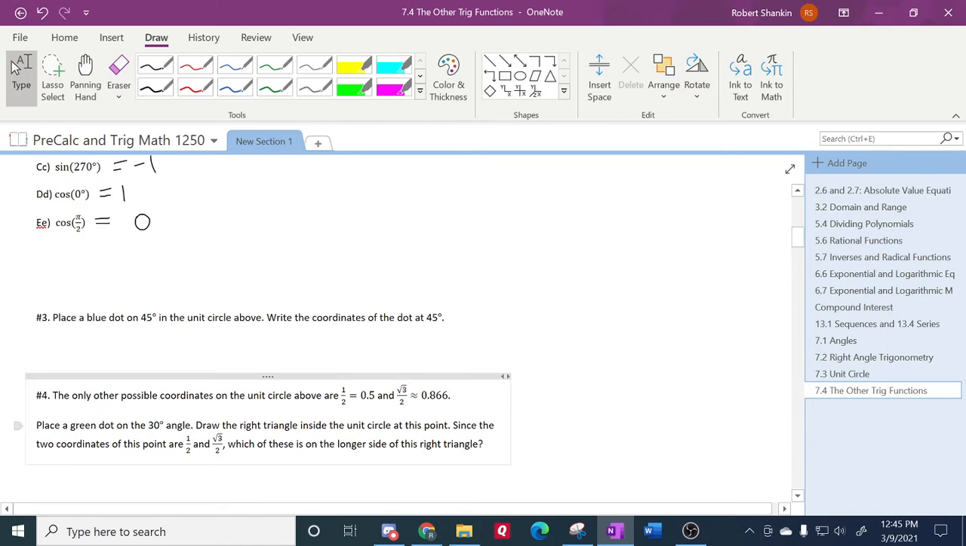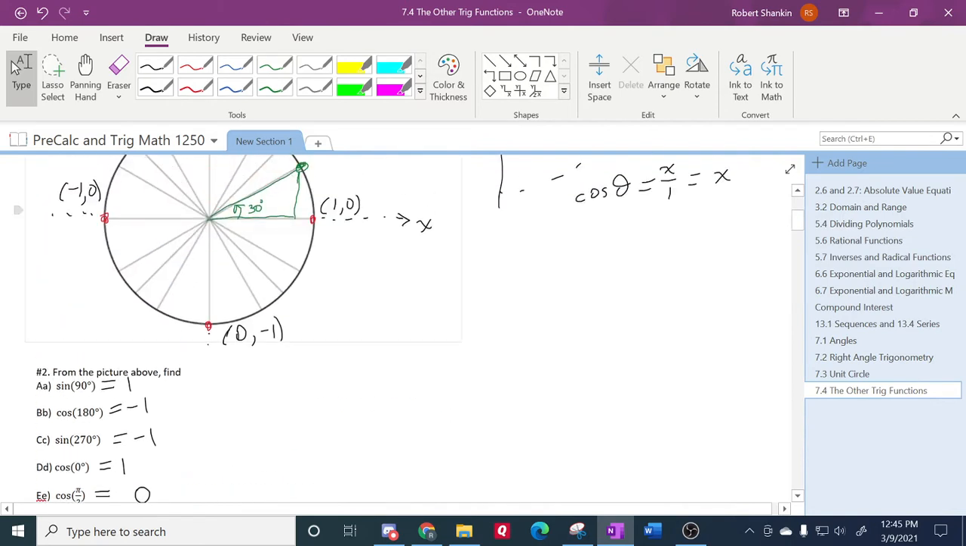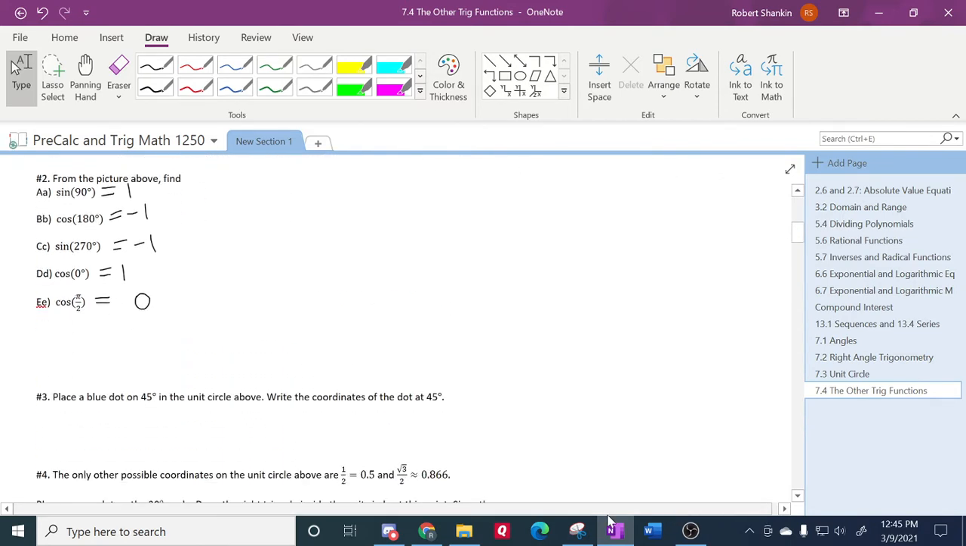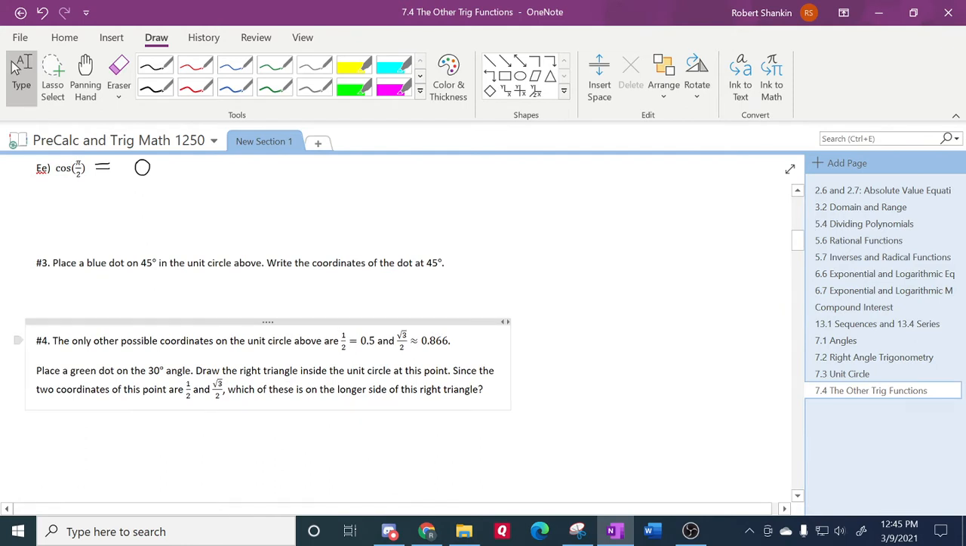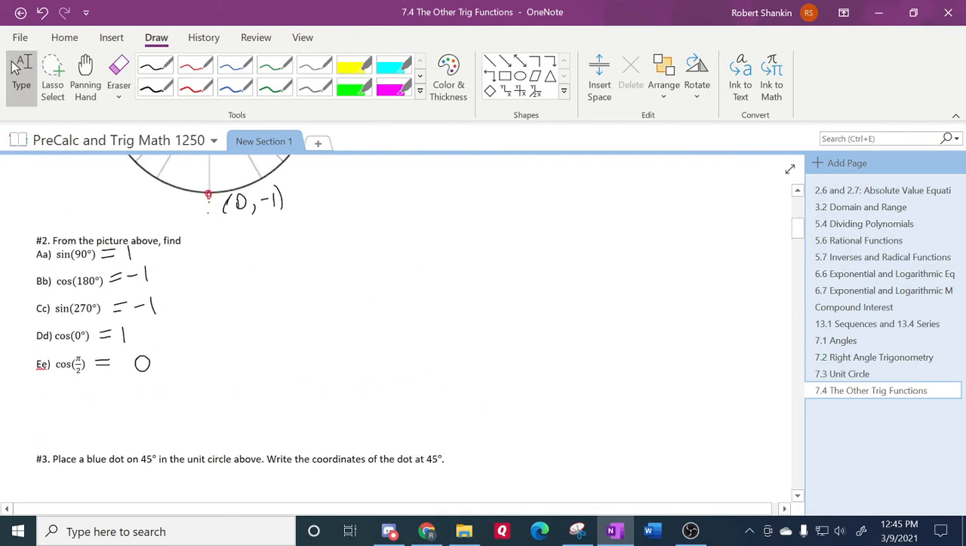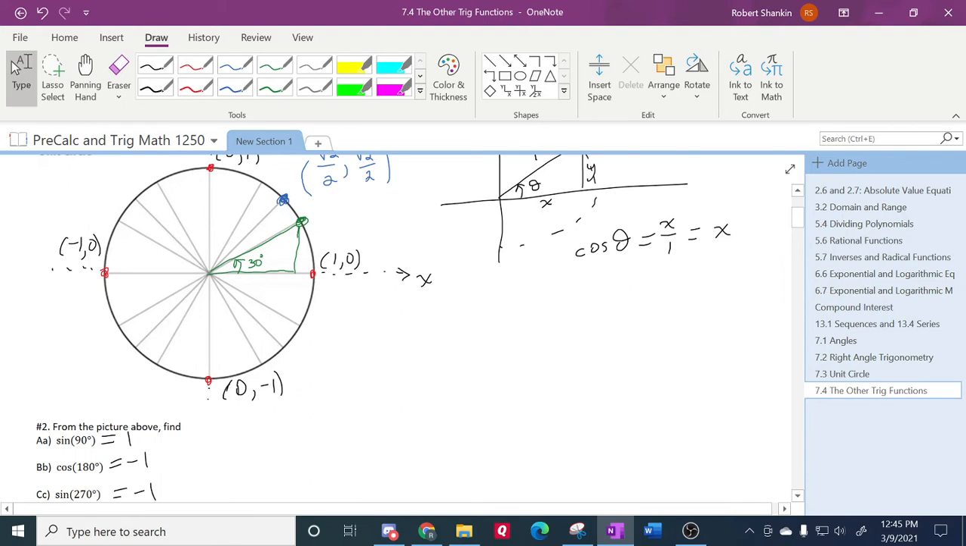Alright. Since the two coordinates of this point are 1/2 and square root of 3 over 2, which of these is on the longer side of the right triangle? Label the two sides of the right triangle we just made with those two values, either 1/2 or square root of 3 over 2. Let me give you a moment for that.